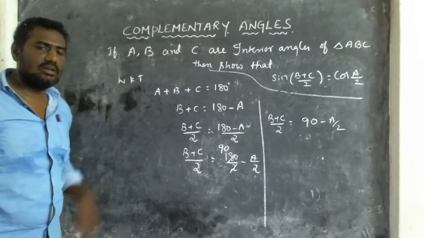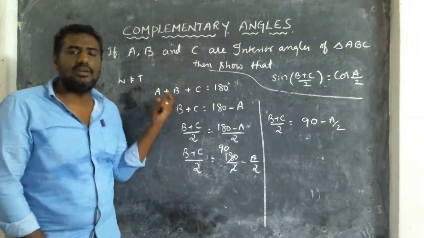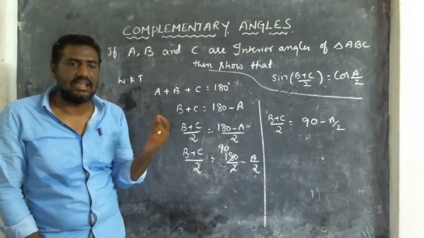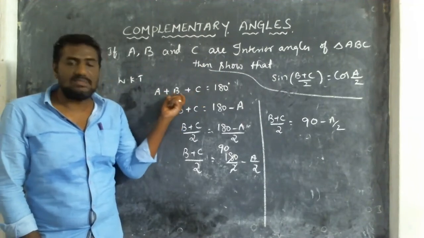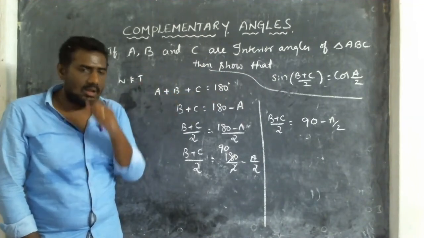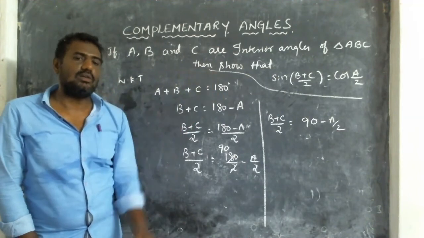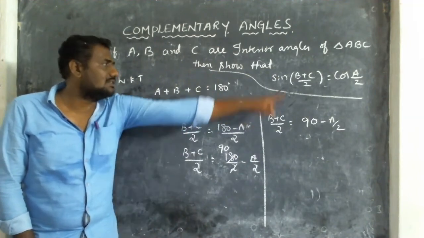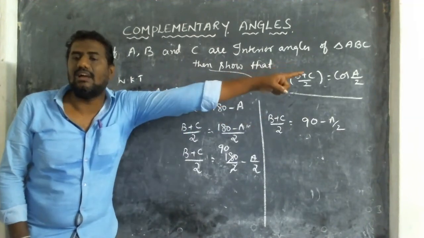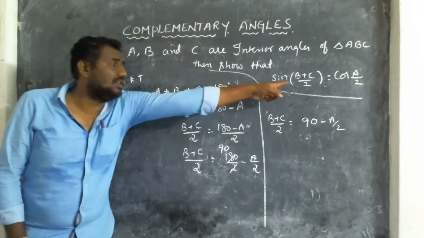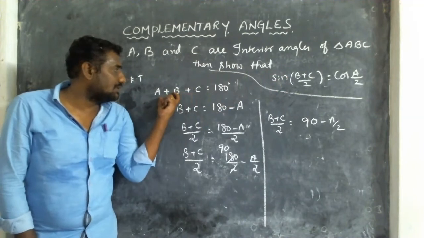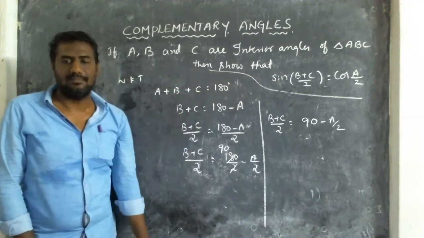Did you understand, children? First, what you have to do, we have to take the interior angles. This is interior angles, so the sum of the angles in a triangle is 180. A plus B plus C equal to 180. From here, we have to follow our question. In our question, on the left hand side, I have B plus C. On the right side, I have A. So I send A to the other side. Suppose if you have A plus B here, we'll put A plus B. We send the C to the other side.